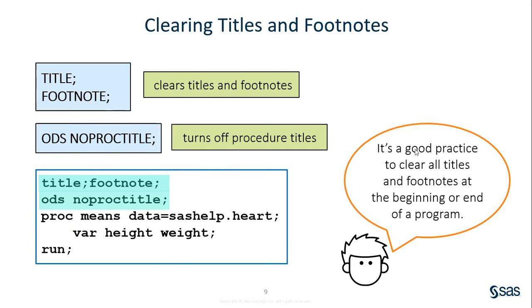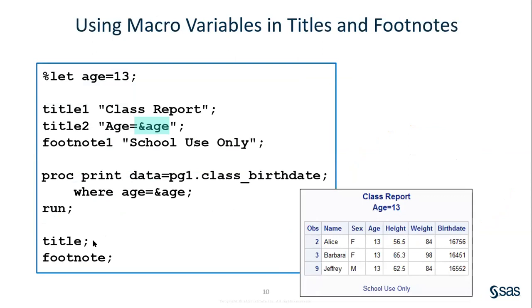All right. So it's always a good practice to clear all titles and footnotes at the beginning or end of your program. So why is it written at the beginning? Because if any previous procs had titles or footnotes, those effects should not be carried forward to this proc. So either you write it this way, or you end the procs with those null title or footnote statements. Okay, now look here.